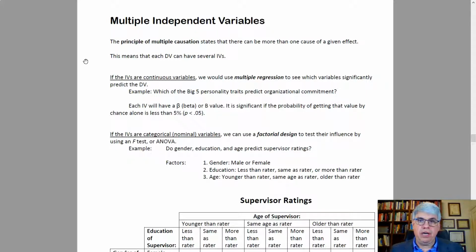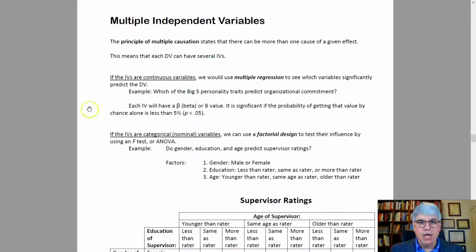And so we do the multiple regression, and each independent variable, each of the personality traits, will have a beta or a B value. Beta is a standardized coefficient. Sometimes it's a small b, and the big B is the non-standardized coefficient in the regression equation. And it's significant if the probability of getting that value by chance alone is less than 5%. If it's big enough that we can say, oh, that wouldn't happen by chance, then we say it would be significant. So that's a normal way that we test multiple independent variables in organizational psychology, because most of them are continuous.